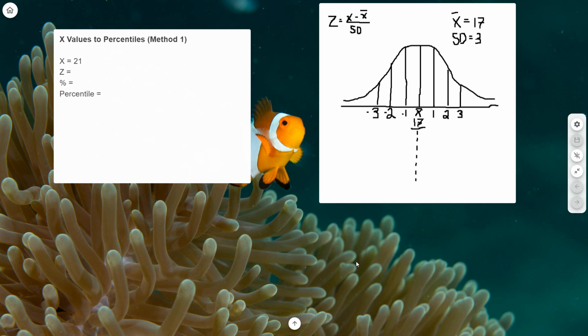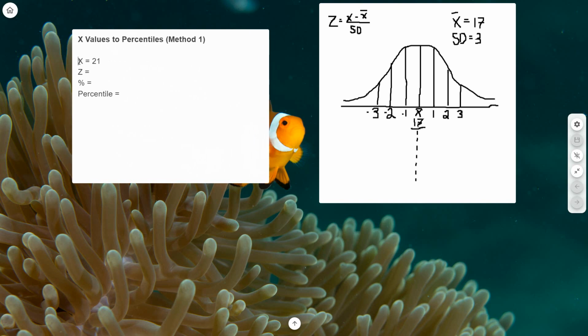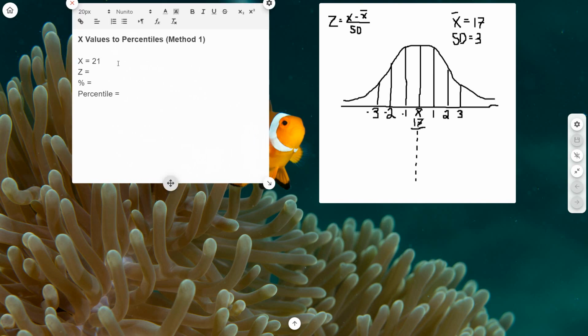But this is also queued to the participation sheet for week 9 with respect to the review problems, which is the first section, or Roman numeral 1. For the first problem we're going to look at, it's a normal distribution with a mean of 17, standard deviation of 3, and I'm asking you to find the percentile beginning with an x value of 21. So this is how you know you're using method 1, if you want to call it that. I'm starting with an x value and I'm asking you to go to a percentile.